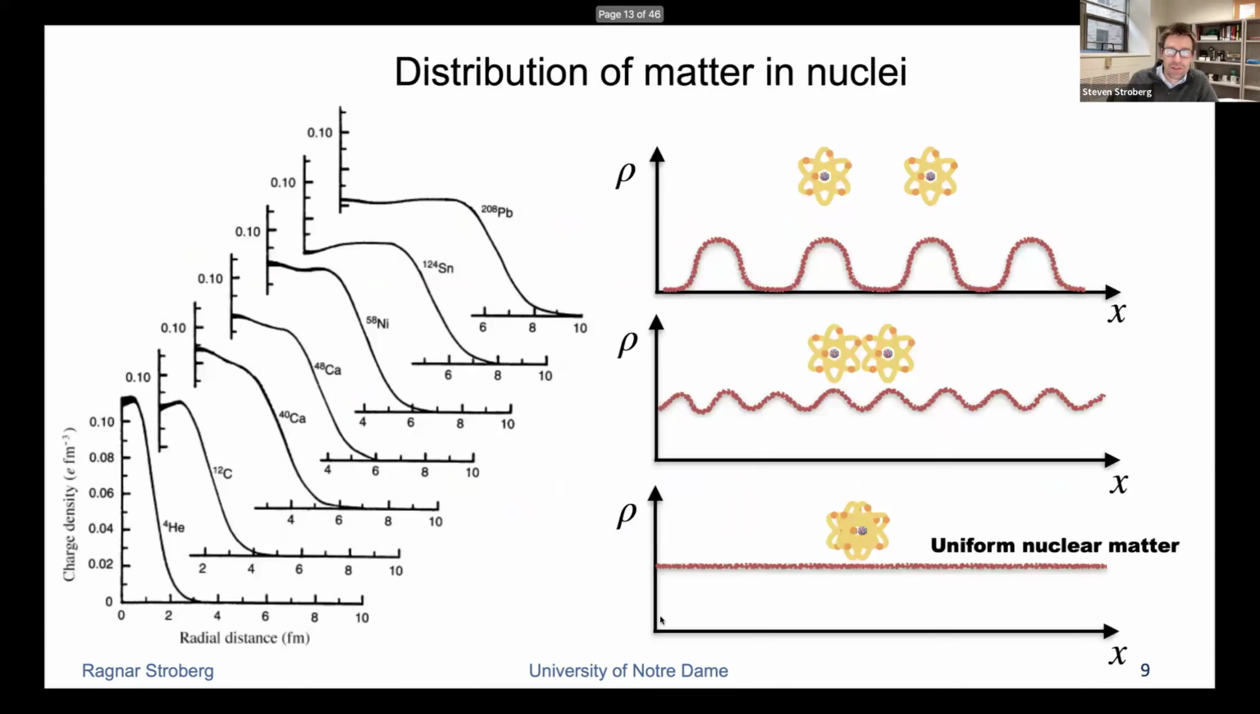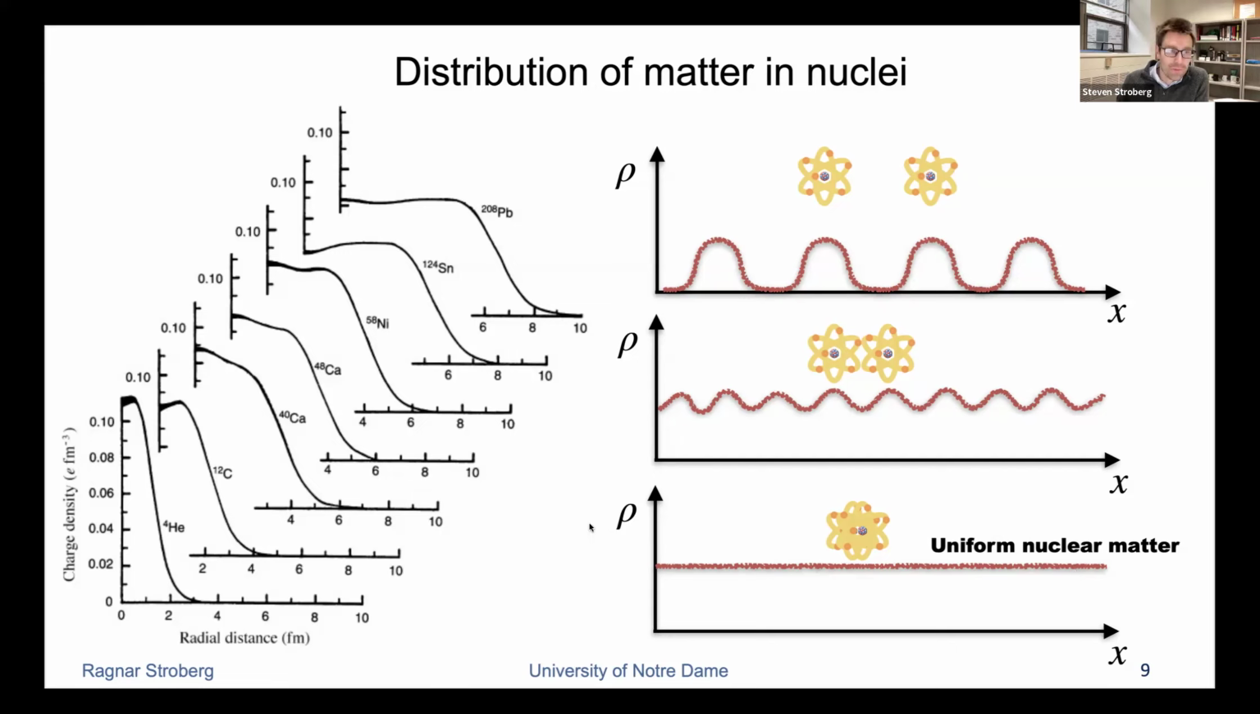Another way you can think about this is the density as a function of, say, one coordinate. As they're spread out, all the matter is in these little nuclei, so you have little lumps of matter, and as you squeeze them together, they start overlapping, and eventually it just becomes uniform nuclear matter.